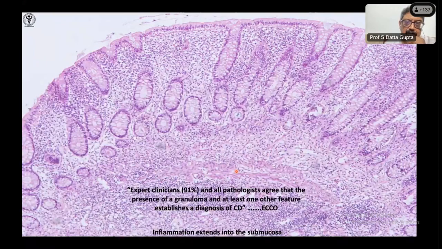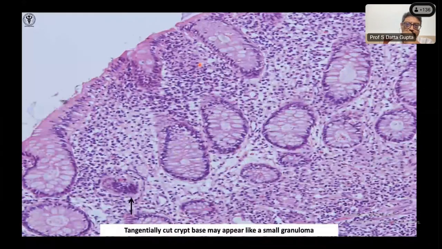Of course, for Crohn's, everybody agrees, if you see a granuloma, you are more likely to be right. But the problem, just like sarcoidosis for pulmonologists, is that for gastroenterologists in our country the differential diagnosis is tuberculosis. Both of them look almost alike. So that is one very important thing.